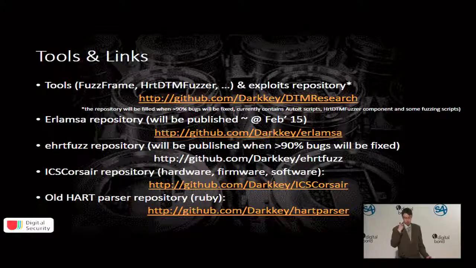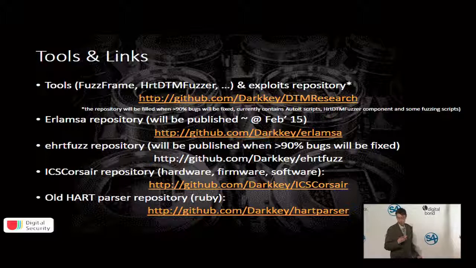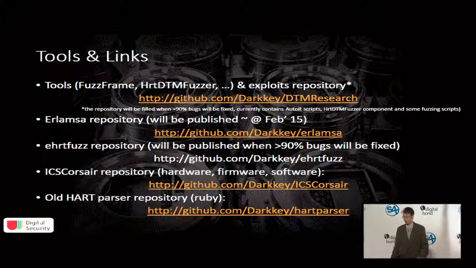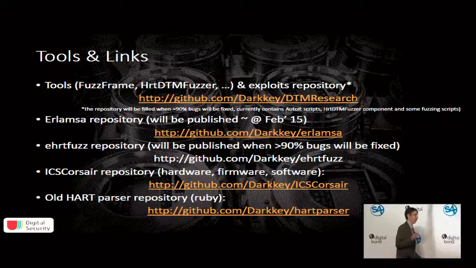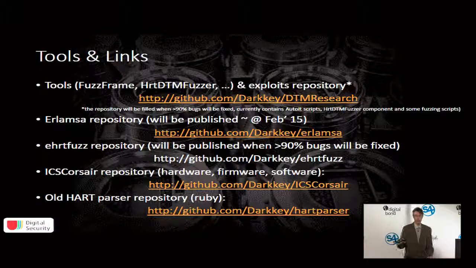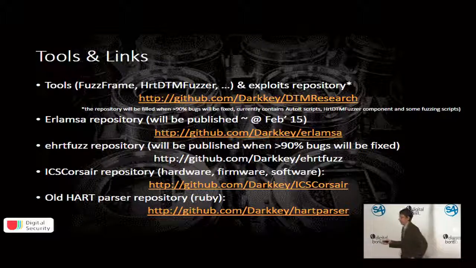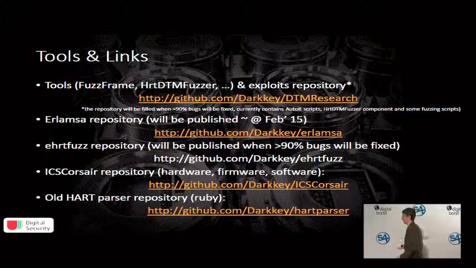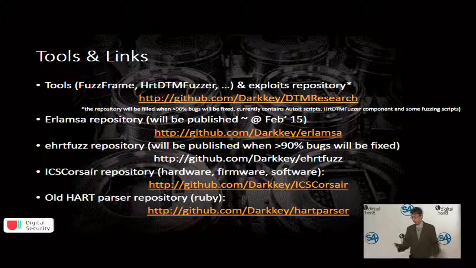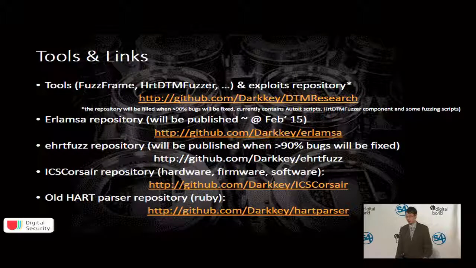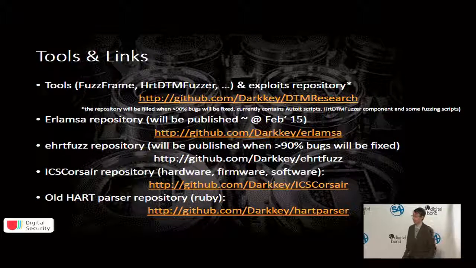Here are the links to the developed tools. Unfortunately, I could not publish the fast frame, HART DTM fuzzer, and eHART fuzz before at least 90% of the bugs are fixed. I hope that when the next S4 event comes, this will be published. Really hope. But of course, you could get the HART parser from the HART parser repository. You could get ICS Corsair, and I will publish the Erlams, I think in February or March.